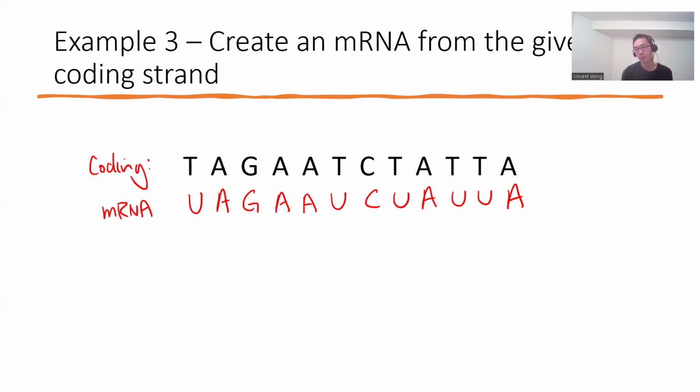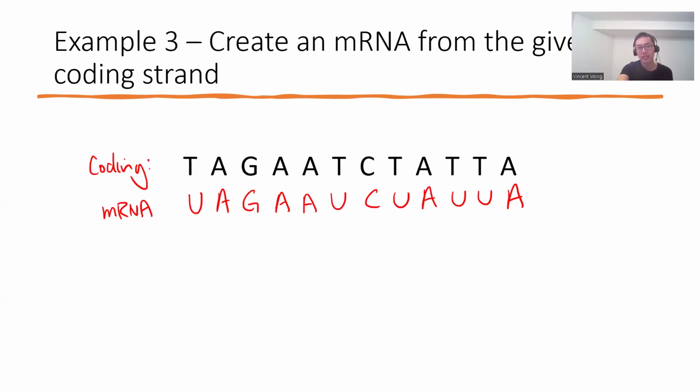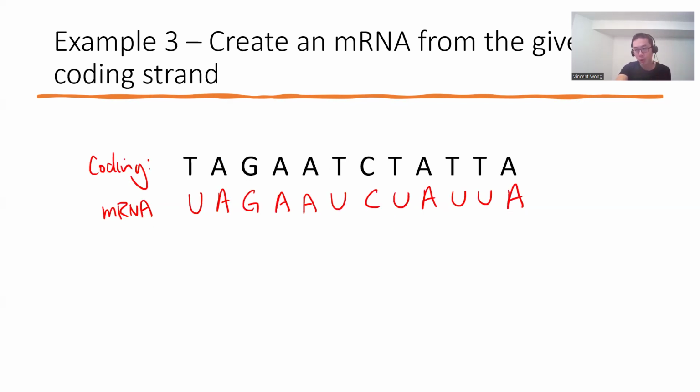Okay, I think I've lost some people between example 2 and 3. Example 2 is the template strand. That's why we have to do the base pairing rule. If it's a coding strand, we can just copy directly, but of course changing the T to the U. I'll wait a little bit for you to let this sink in and ask questions. It's very important you ask.